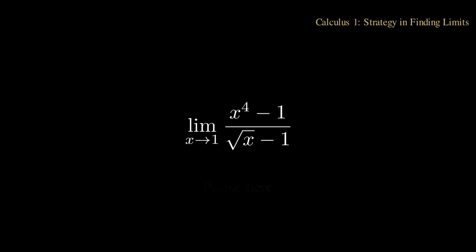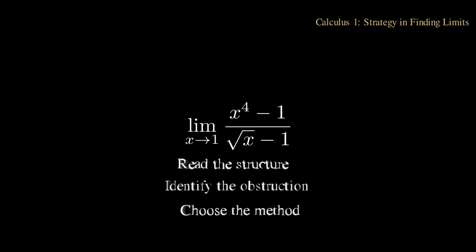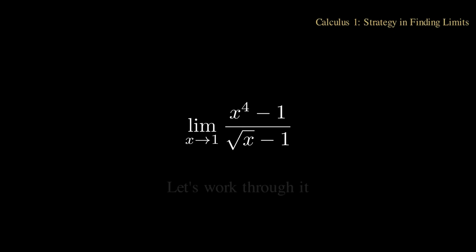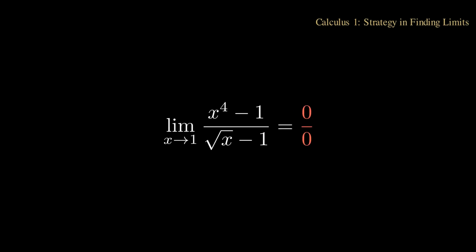Consider the limit as x approaches 1 of the fraction x to the fourth minus 1 over the square root of x minus 1. Pause the video right now. Take 5 to 10 seconds, read the structure, identify the obstruction, and decide which method applies before you continue.